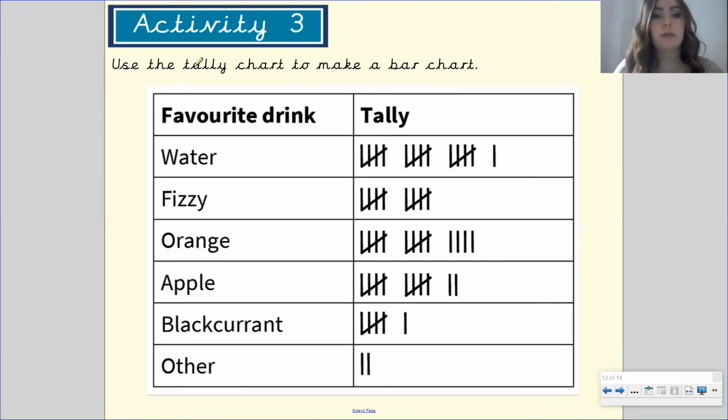Okay, activity number 3. Use the tally chart to make a bar chart. Now remember, you need to make sure that you include everything that we discussed a few slides ago. So you've got favorite drinks and the tally here. So pause the video if you are going to be completing activity number 3. And please, please, please don't forget to use a ruler.